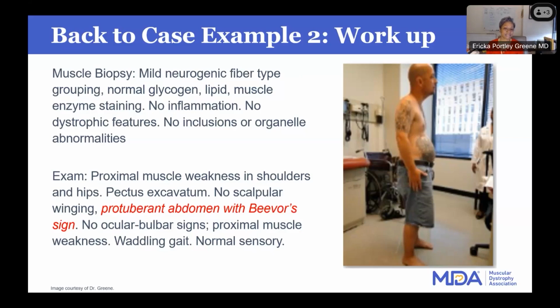He had the beaver sign, where when he lifted his head or bent over, his umbilicus went up when it should have been fixed. So even though the muscle biopsy didn't help me, because of the history and the exam, it was a red flag. And that goes back to your diagnostic approach. That's why we don't lead with the muscle biopsy, because it can be unyielding. Next slide.